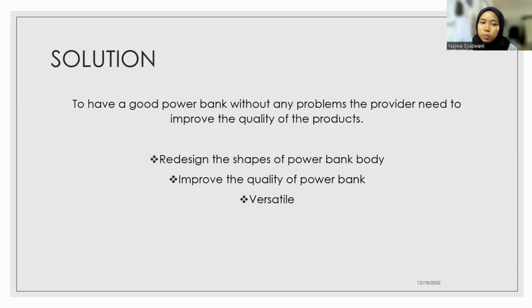To have a good power bank without any problems, the provider needs to improve the quality of the products. They can redesign the shape of the power bank body so that students or users can easily bring it. Other than that, they can improve the quality of the power bank and make it versatile for any users.